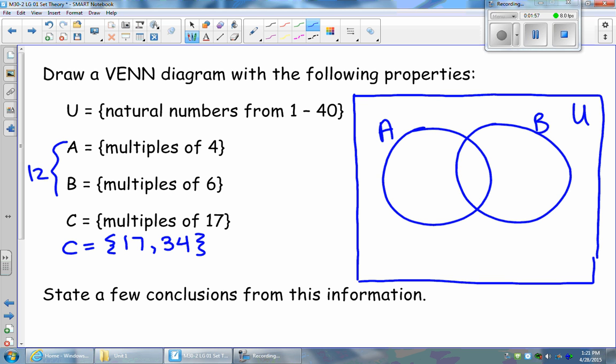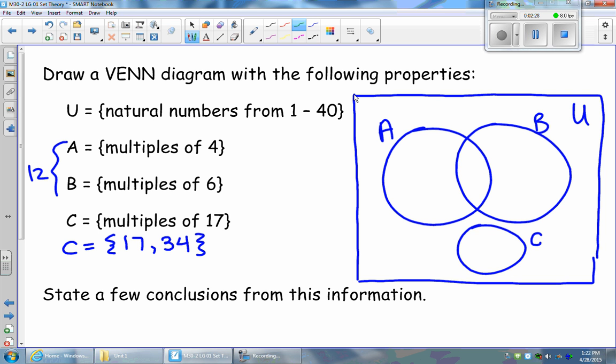17 and 34 are neither multiples of 4 or multiples of 6. So C would be disjoint from A and B. There's no common elements between C and A nor B. So when I draw C, I'm going to draw it separate from A and B, so that it's not overlapping. And I'm drawing it quite small here because there's only 2 elements in set C, although the size of the circle doesn't matter.